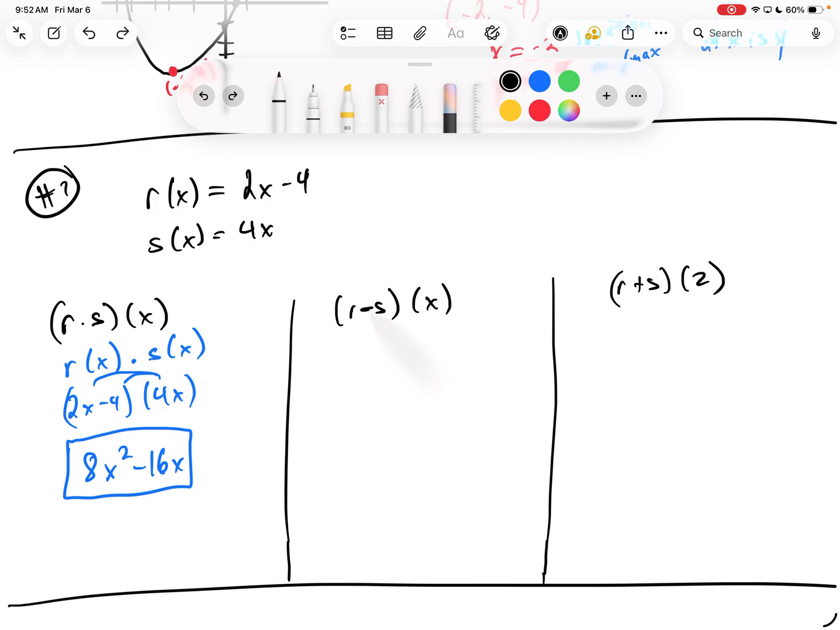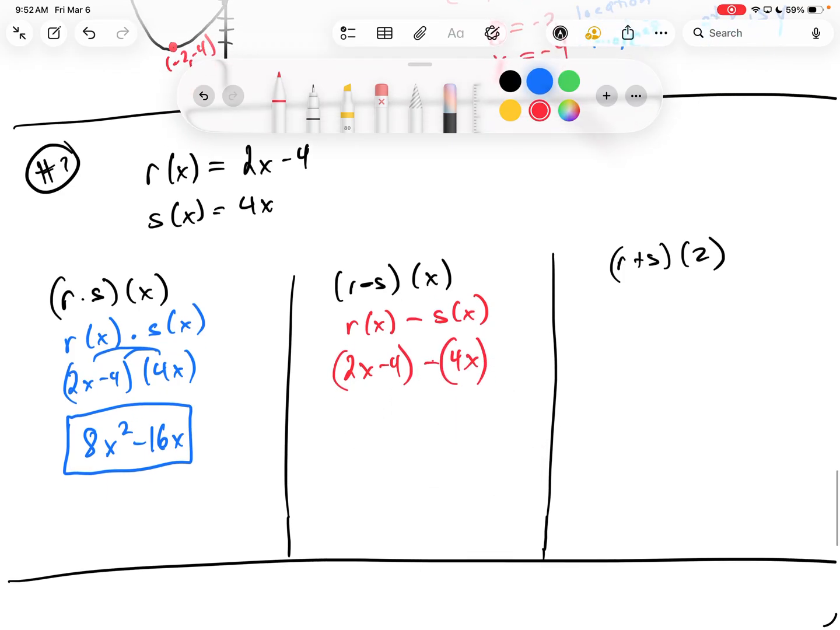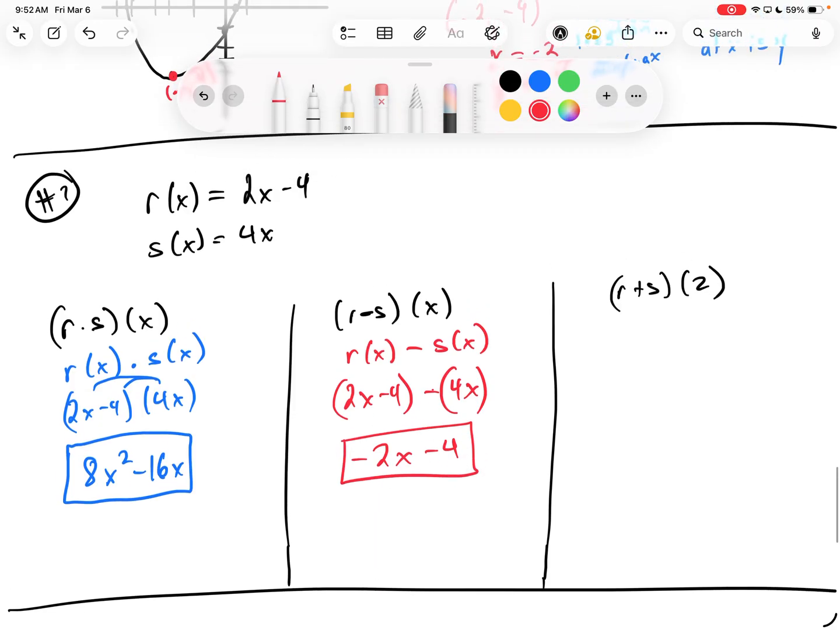On the next one, this is a minus. Sorry, that's a minus. So this is r of x minus s of x. So I do 2x minus 4 minus 4x. So combine like terms. 2x minus 4x is negative 2x. And then the negative 4, it doesn't have anything to subtract, so that's your answer. So again, r minus s of x just means I'm doing this r minus s.